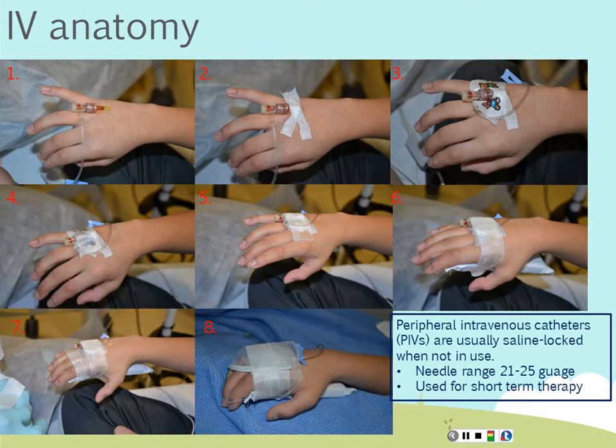With children, we do not generally rotate the IV site every 72 hours. If they're going to be hospitalized for 5 to 7 days, they're probably going to have a peripheral IV. They're probably not going to take it out as long as there's not a problem. So it's very, very important to note and assess what the site looks like. Children have small veins. They're more fragile than adults. We're generally going to use anywhere from 20 to 25 gauge needles, and these are going to be used for that short-term therapy.